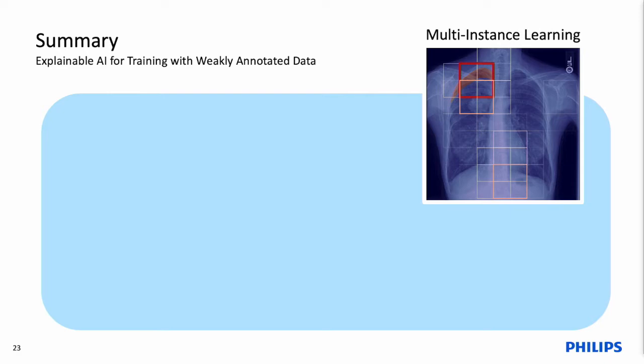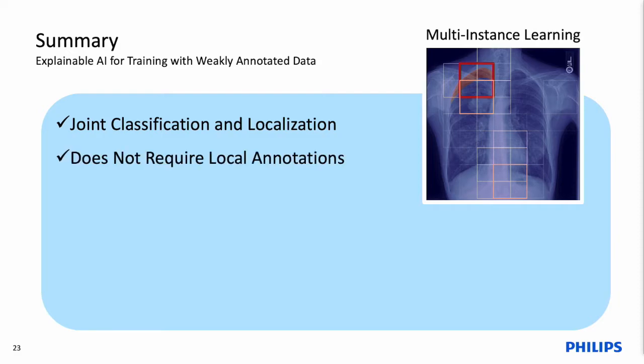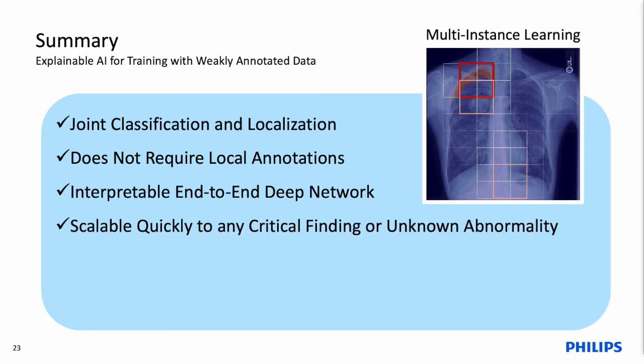And just in summary then, we used a method called Multi-Instance Learning in order to detect critical findings without local ground truth. Some features of this: it's a joint classification and localization, so this is done end-to-end, and it can be more explainable in that way. It does not require local annotations, which could take months for a medical expert to provide. It's an interpretable end-to-end network, as I mentioned. We can scale quickly to other critical findings or perhaps unknown abnormalities.